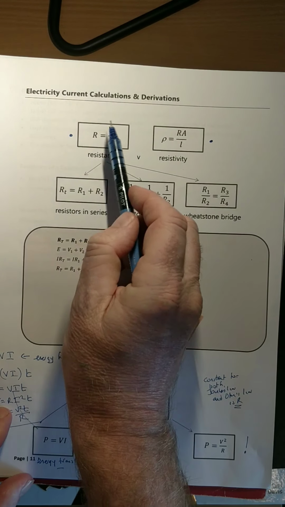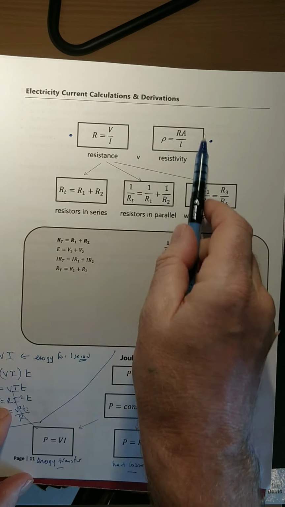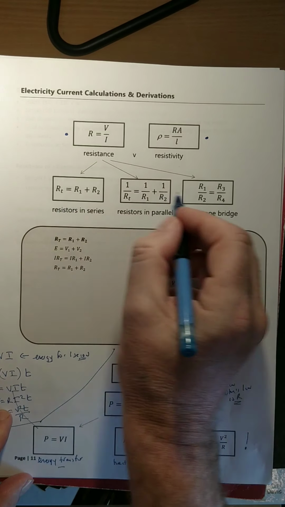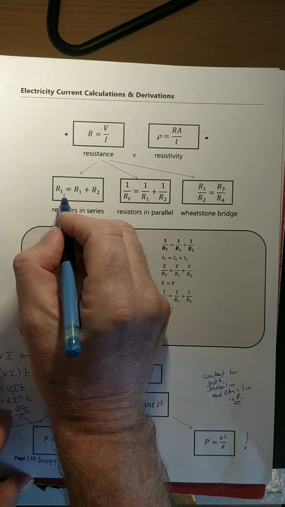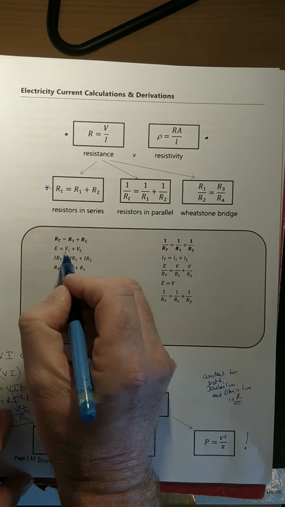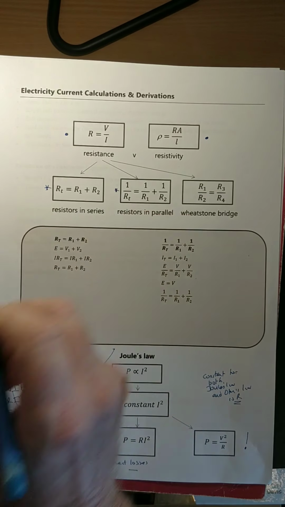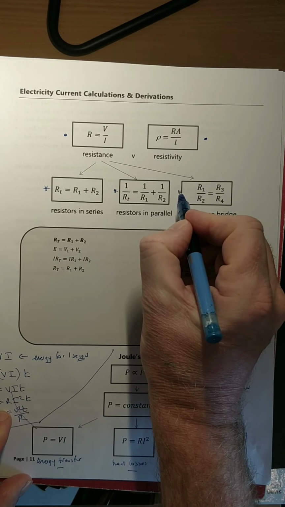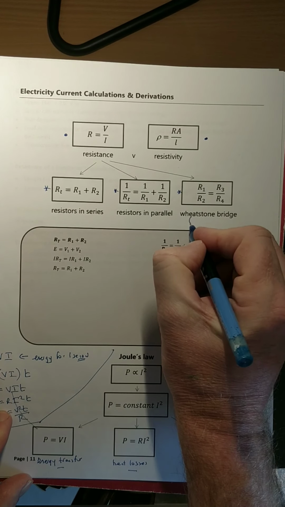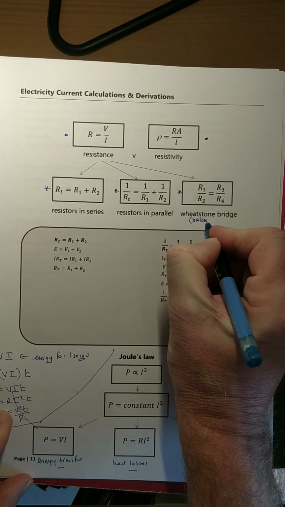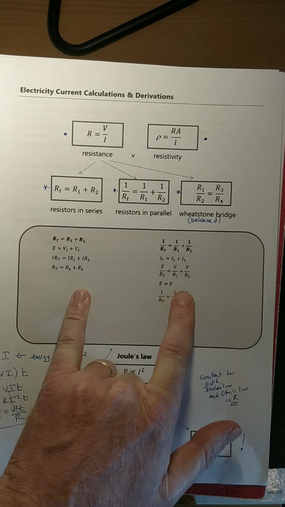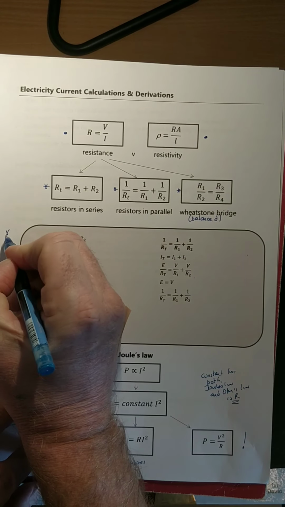Resistance. Okay, so we know resistance is voltage over current, or resistance in terms of resistivity here, and we have our three formulas for resistance. Resistance in series is R1 plus R2, and we looked at how we derived that. Then resistance in parallel, and the Wheatstone bridge, which is a special case. We should put "balanced" underneath this, because that formula only applies when the Wheatstone bridge is balanced. We have our two derivations that we've just looked at, so we mark those as well.